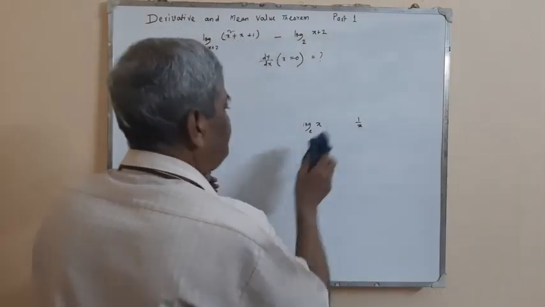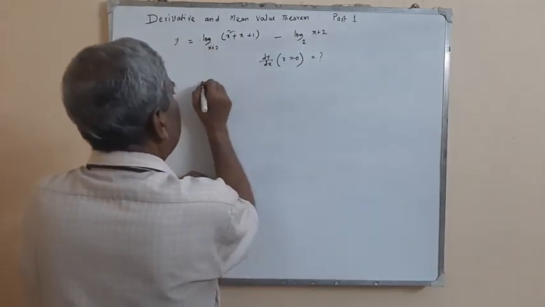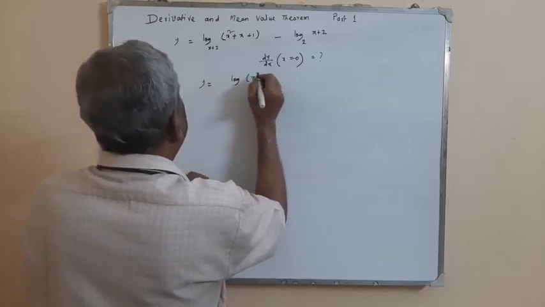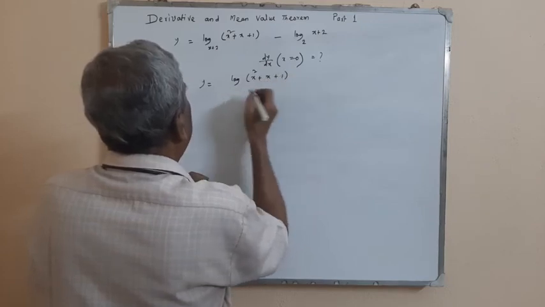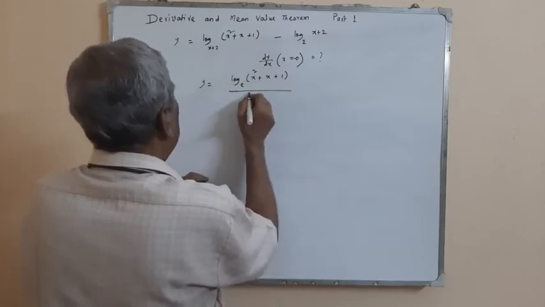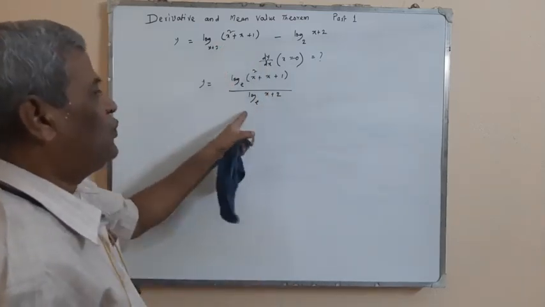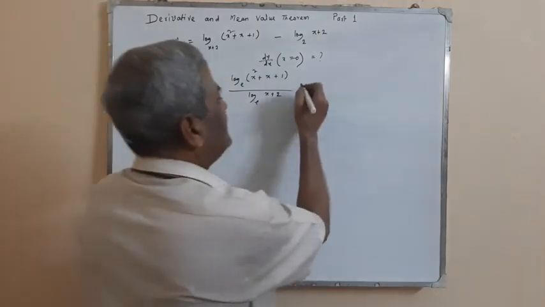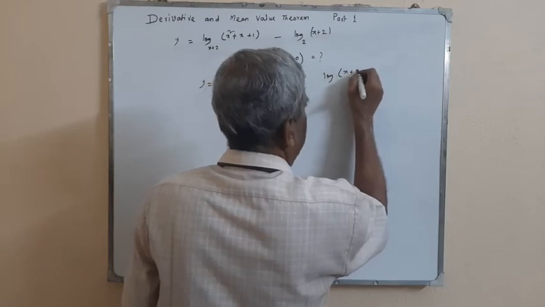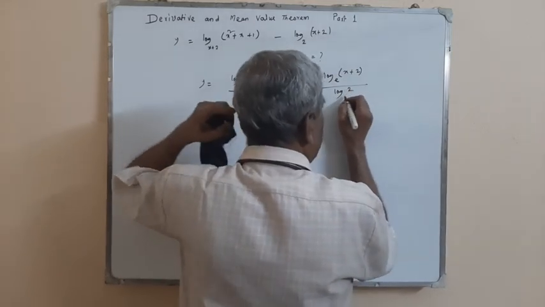That is, dy dx, y is equal to log of x square plus x plus 1 base e, this is base x plus 2, so log of x plus 2 base e. This is equal to that, minus log of x plus 2 base e by log of 2 base e.